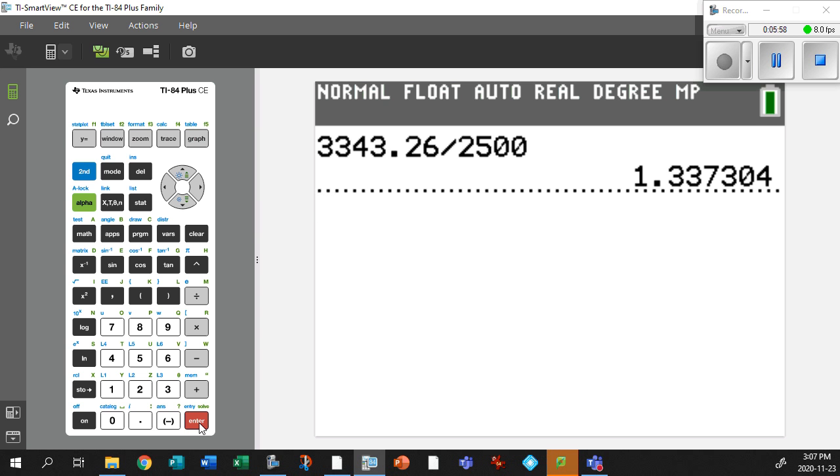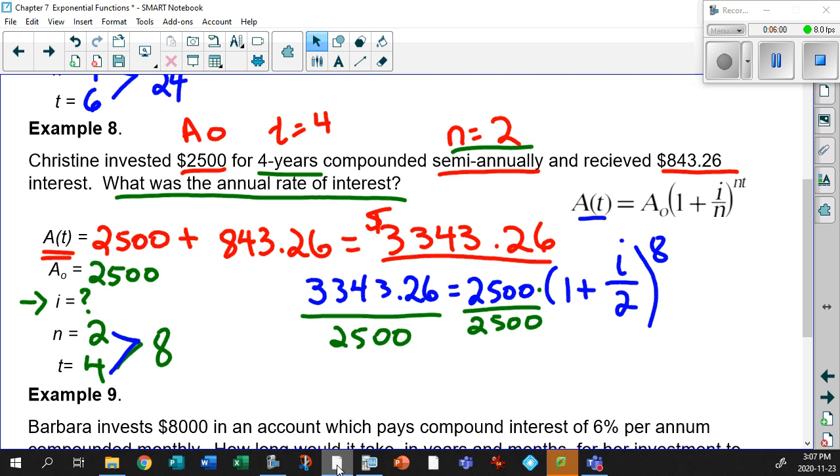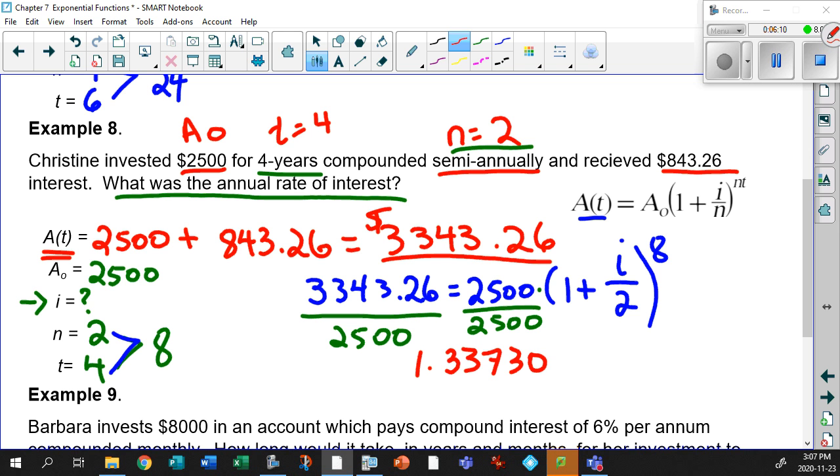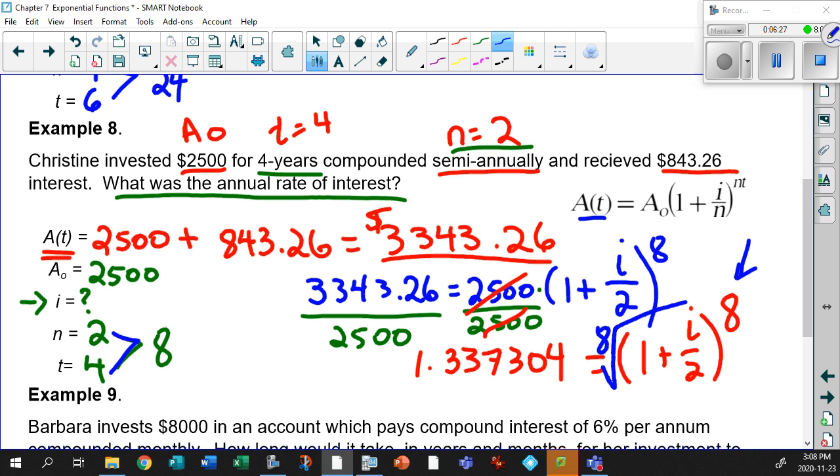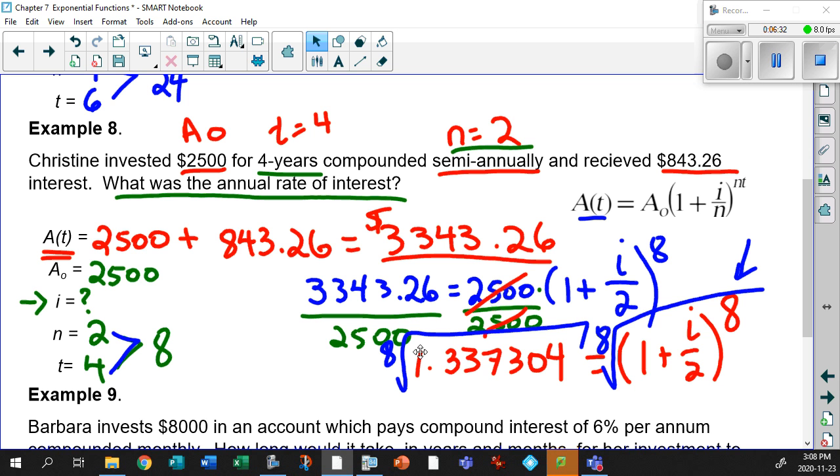Oh my goodness. Okay, so let's just go back to here for a second. 1.337304, right? Equals, look at this, that cancels, leaving you with 1 plus i to the power of 8. Oh, hey, I can solve this. All I have to do is something really weird. I have to get rid of this 8. So I'm going to take the 8th root on both sides. Oh my goodness, the 8th root.